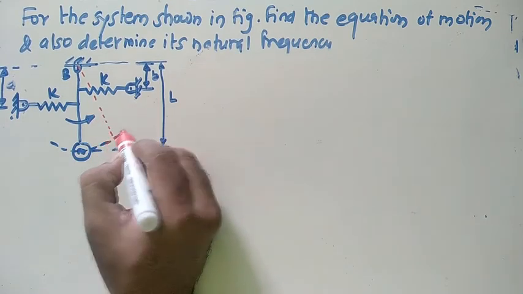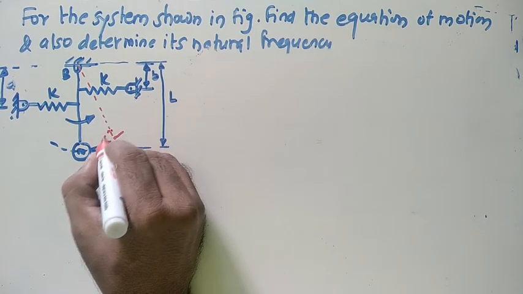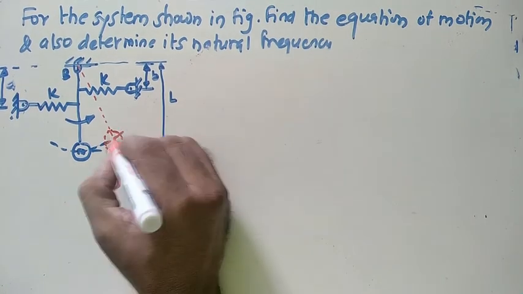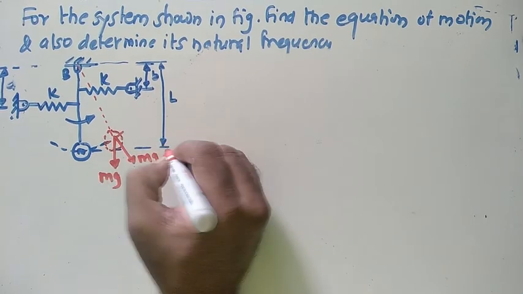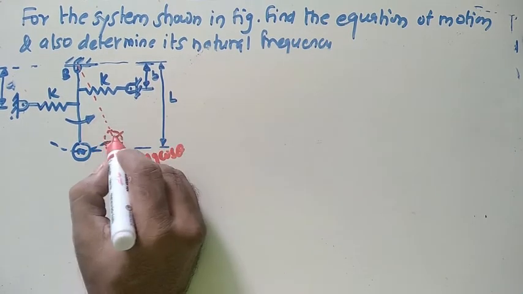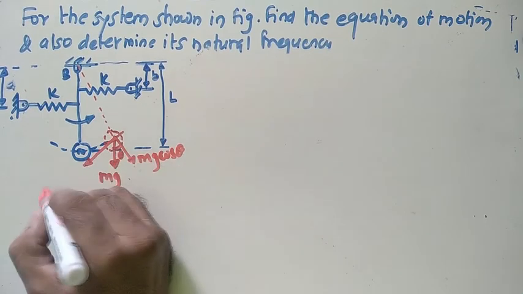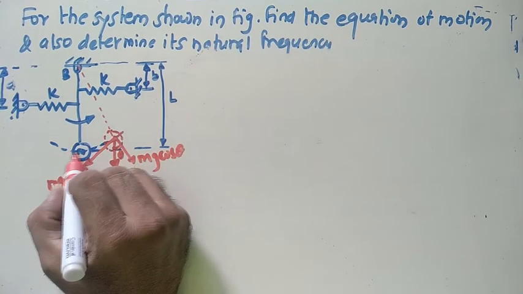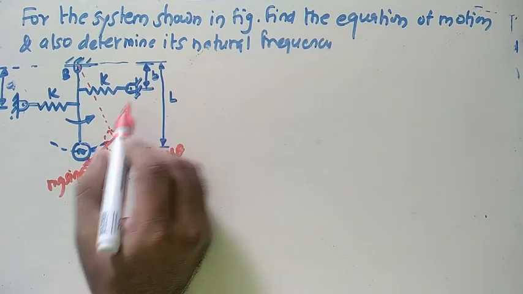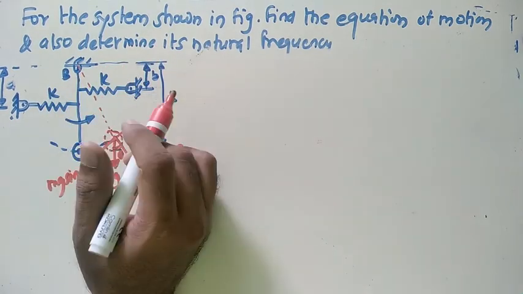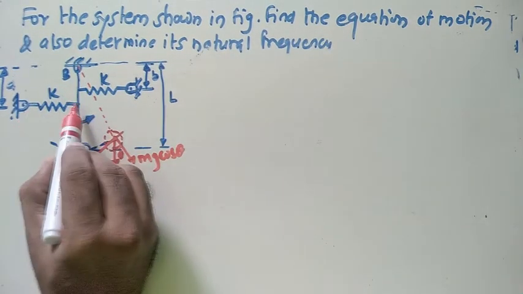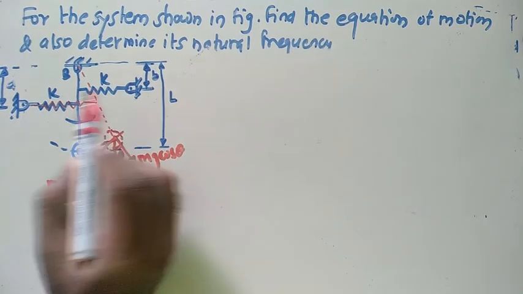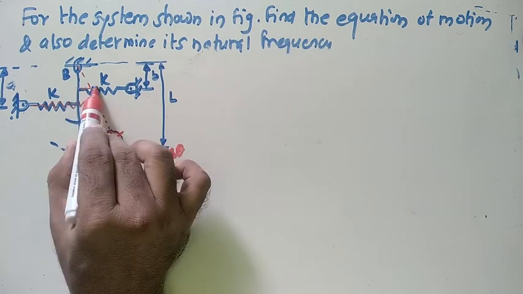If I displace this block, the block will take a new position like this one. The weight will act in the downward direction, whose magnitude is mg. This component we can get as mg cos theta, and this component is mg sine theta. If I pull this one back towards one side, automatically this spring gets compressed and this spring gets expanded. Just draw the expanded diagram like this one, and the spring on this side gets compressed.